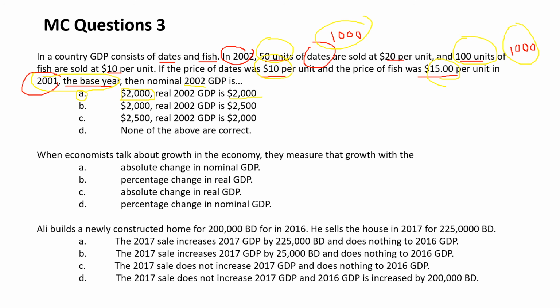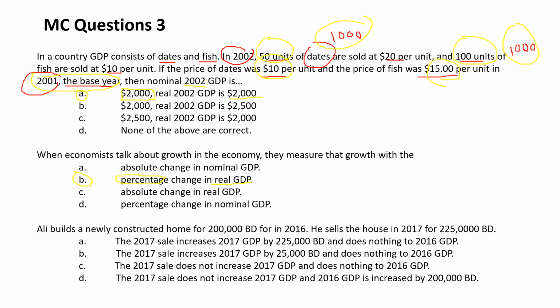When economists talk about growth in the economy, they measure the total growth with A. Absolute change in nominal GDP, B. Percentage change in real GDP, C. Absolute change in real GDP, D. Percentage change in nominal GDP. The answer is B. Percentage change in real GDP. So economic growth is measured as the annual percentage change of real GDP. Okay. So it is measured as a percentage.